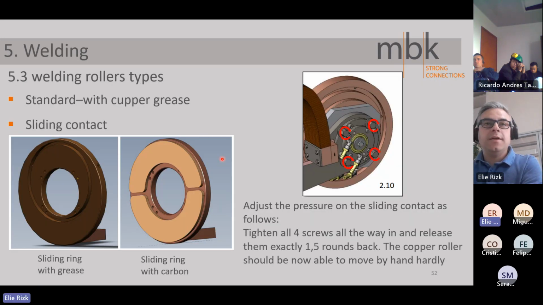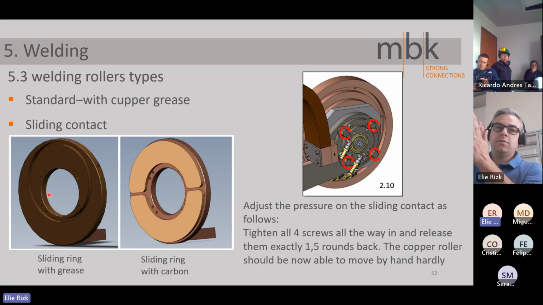The other mechanical thing that would also affect the welding is bad contact, but this time not between the contact roller or the welding roller and the welding angle, but in the contact roller itself or in the welding angle itself. We have two types of welding rollers. We have the standard with copper grease. It looks like this from inside. Here you have grease, and the two contacts will be together with copper grease. Here you always have to use copper grease.